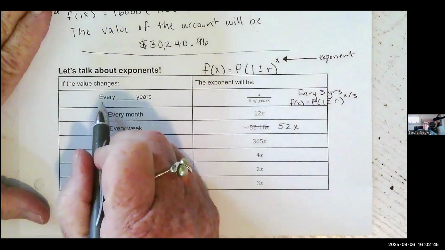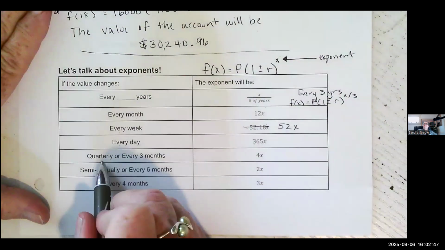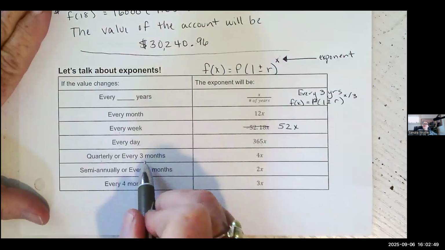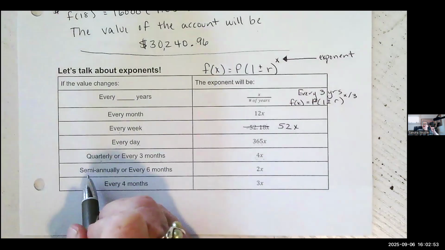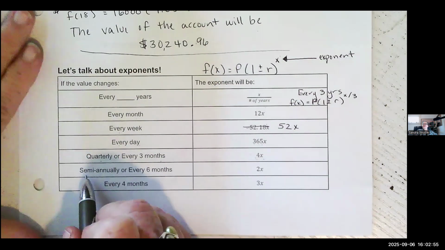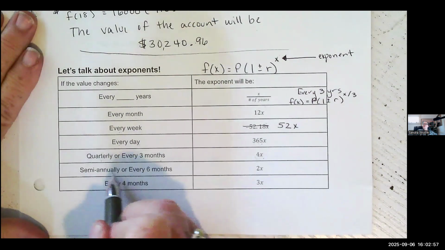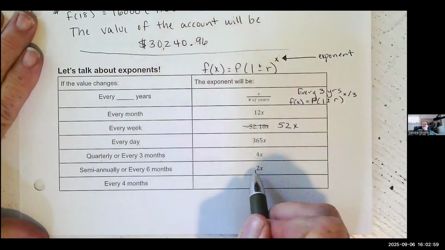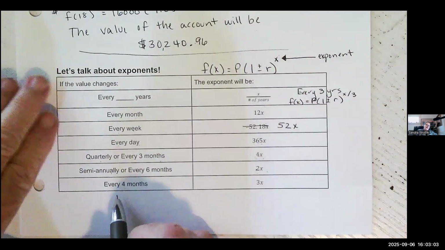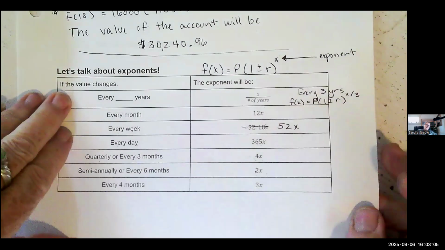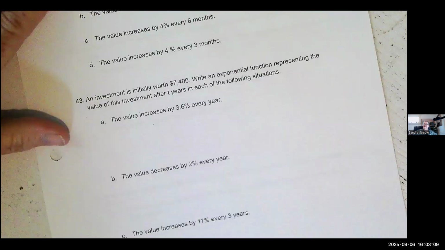Quarterly, if the value changes quarterly, or if the value changes every 3 months, your exponent's going to be 4x. If it changes semi-annually, or every 6 months, that happens twice a year, so 2x. Or if it happens every 4 months, that would be 3x, right? Hold on to that in case I need it.